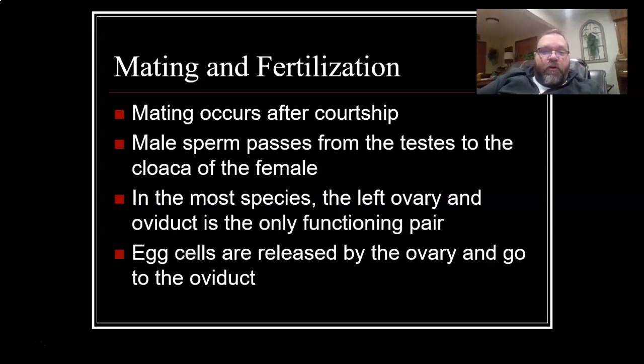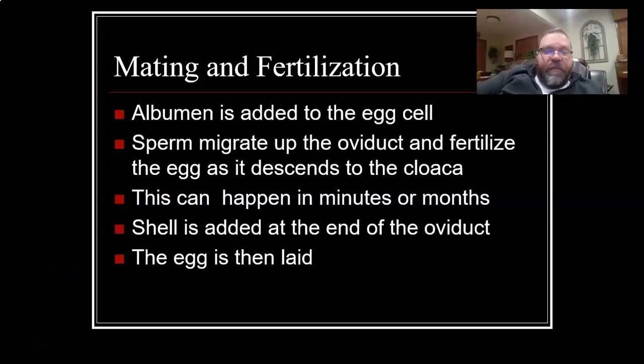Mating often occurs after courtship. Male sperm passes from the testes to the cloaca of the female. In most species, the left ovary and the oviduct is the only functioning pair. Egg cells are released by the ovary and go to the oviduct. So this is how baby birds are made.